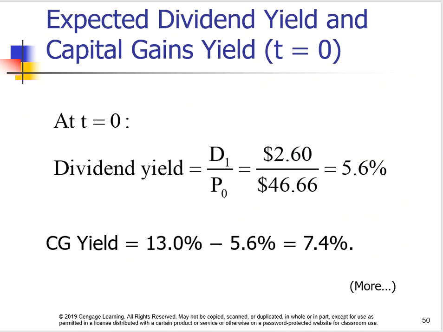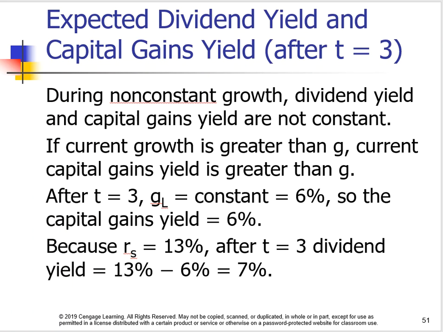And so again, like we did before, the dividend yield is 260 over 46.66, or 5.6, and the capital gain is 7.4. So during non-constant growth, the dividend and the capital gains yields are not constant percentages. If the current growth is greater than the long-term growth, then the capital gains yield is going to be bigger than G. So after time 3, it's going to settle down to 6% capital gains, 7% dividend yield, and it's going to stay there forever. But until we get to time 3, they're going to vary.